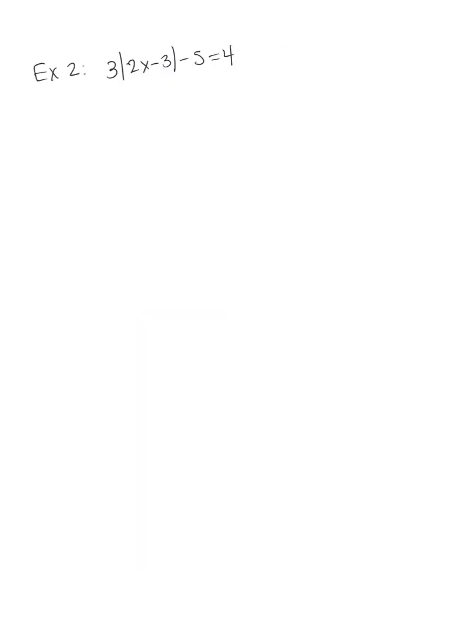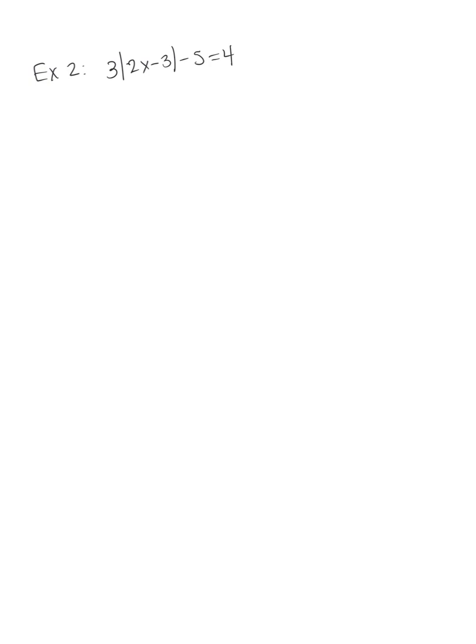This next example looks a little bit more challenging, but it just simply needs a few more steps. How we go about doing this absolute value equation is we have to start by isolating the absolute value symbol. So I want to get rid of anything that's on the outside. So we have a 3 and we have a minus 5.